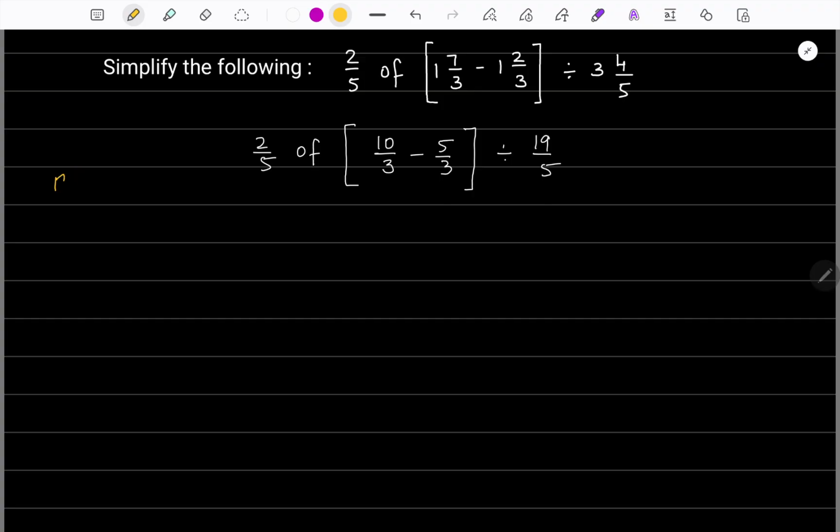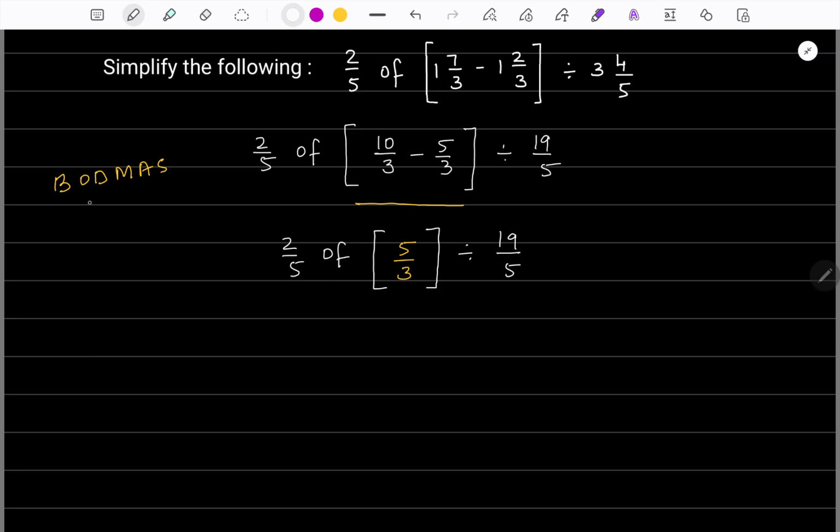Now, as per the rule of BODMAS, we have to solve the brackets first. And we have a bracket over here, 10 by 3 minus 5 by 3. We get 5 by 3. We place this within brackets and write the rest of the expression as such. So 2 by 5 of 5 by 3 divided by 19 by 5.